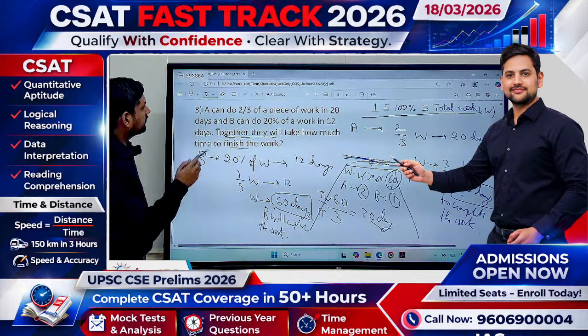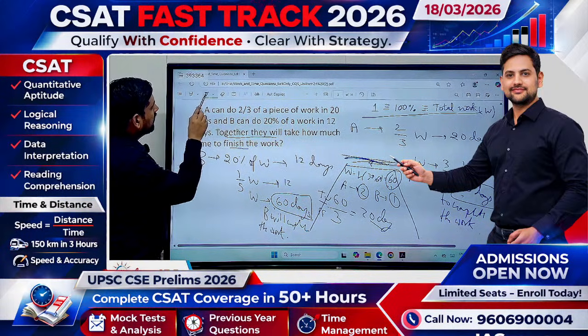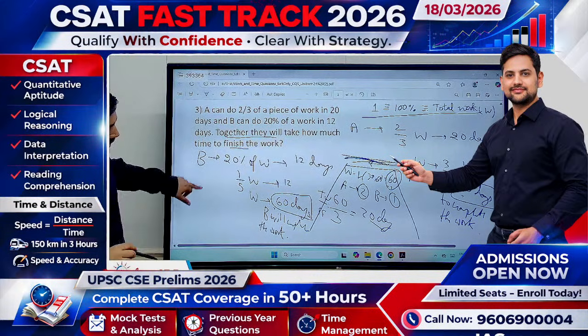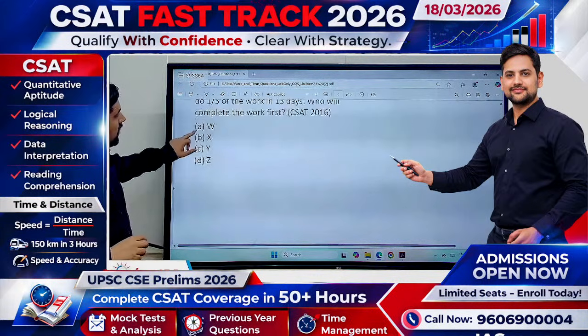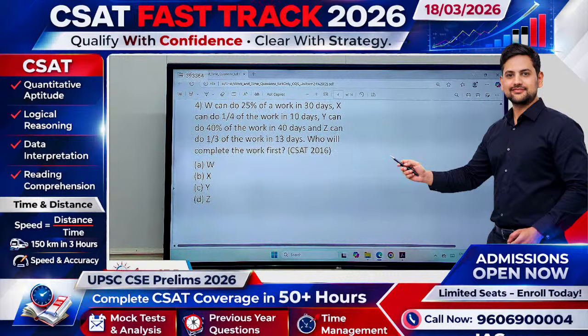Then next. Yeah, now do this. This is CSAT 2016. Same thing. First try to get how much time X will take to complete a job. Similarly, Y, Z, and then compare.